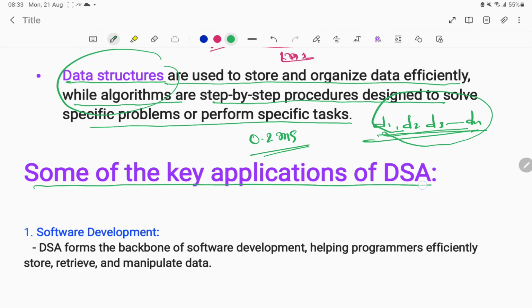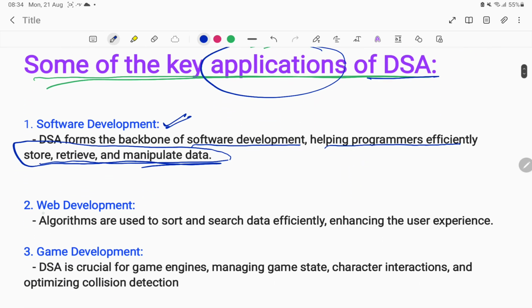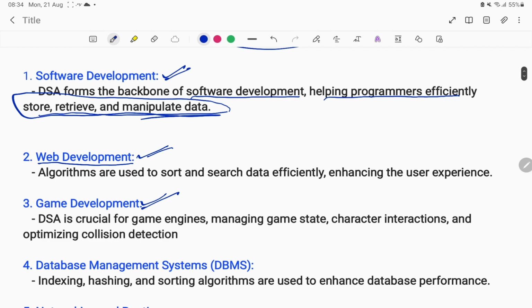Now some of the applications of data structures, that means where we can use data structures in real life scenarios. The first one is software development. DSA forms the backbone of software development, helping programmers efficiently store, retrieve and manipulate data. Whenever we talk about data structures, we generally talk about data only. We can also use them in web development and in game development. You can read the lines mentioned here.